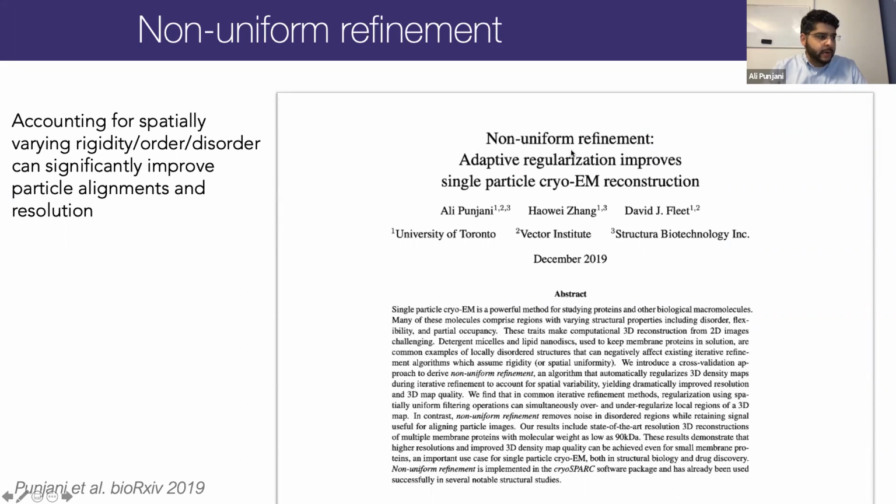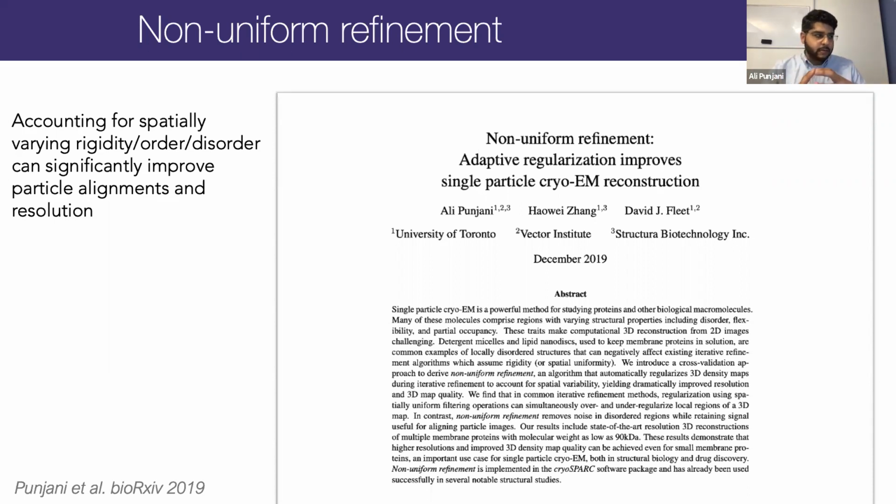In general, it is a technique that, by the way, I would recommend anyone who's interested read the paper that we have right now in bioRxiv, on non-uniform refinement. In general, the purpose of the method and the results that we were able to get show us that accounting for spatially varying rigidity, order, disorder, and other structural properties across a protein can significantly improve particle alignments and therefore the resolution and map quality that we can get.